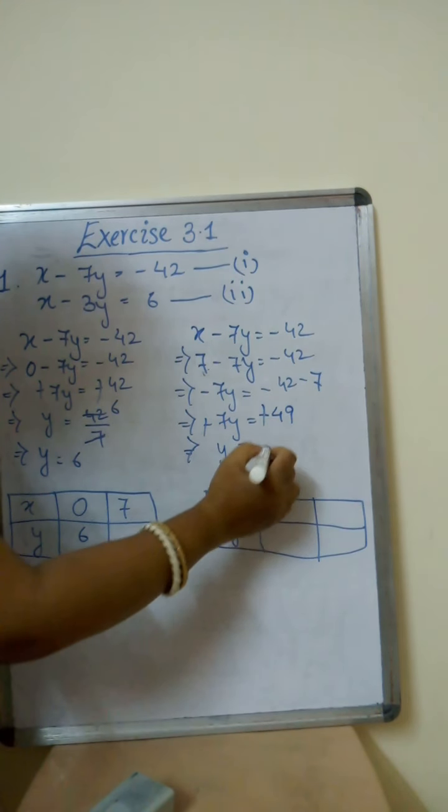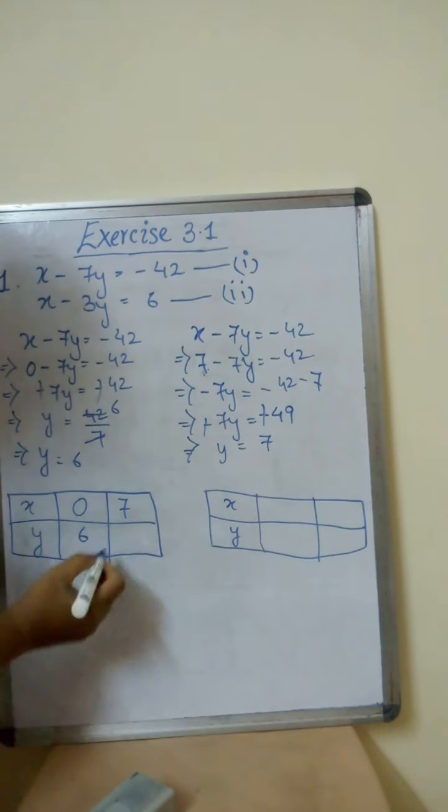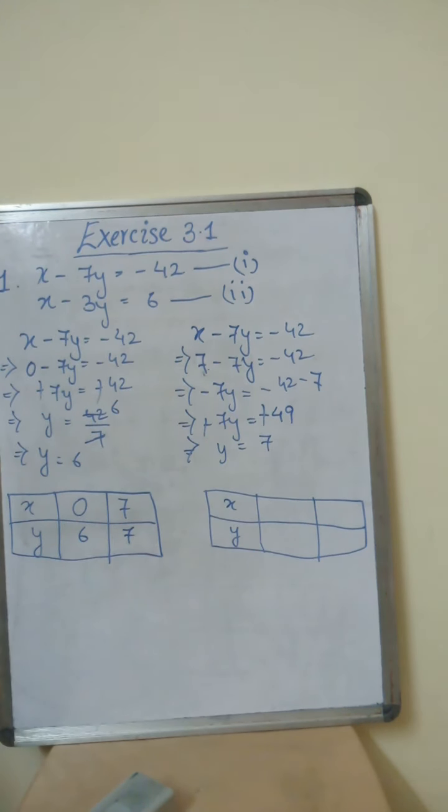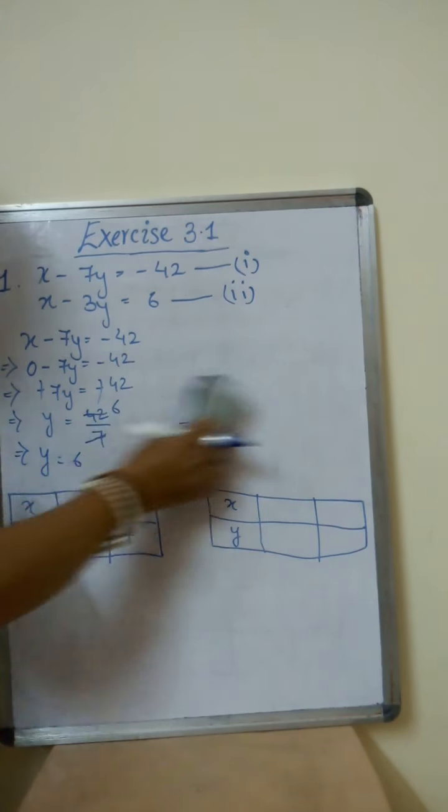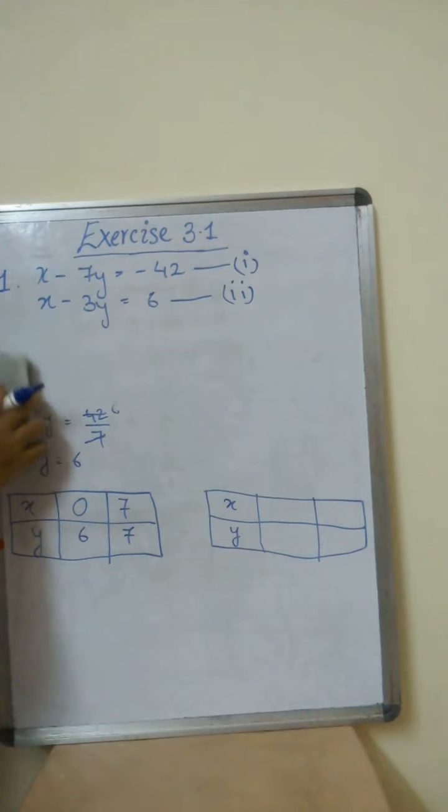Y is equal to 7. So how much did I get? I got 7 here. Right? So this is the solution for the first equation. Now, in a similar way, I have to do the second equation also.